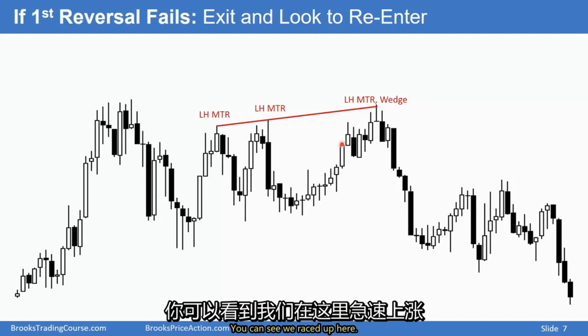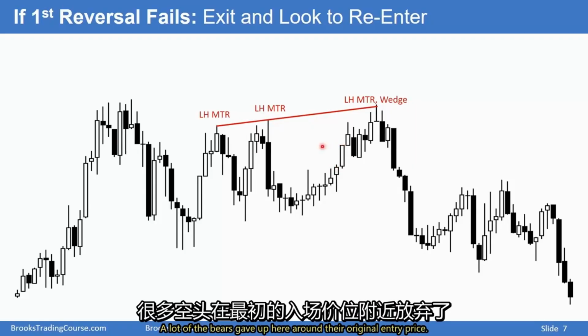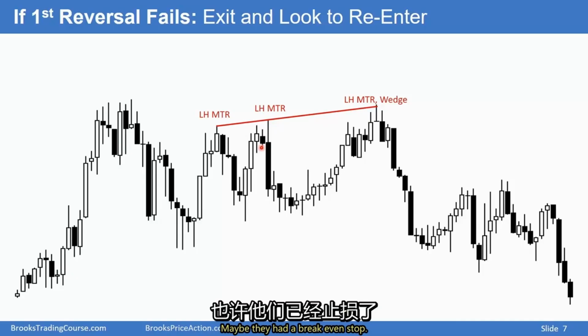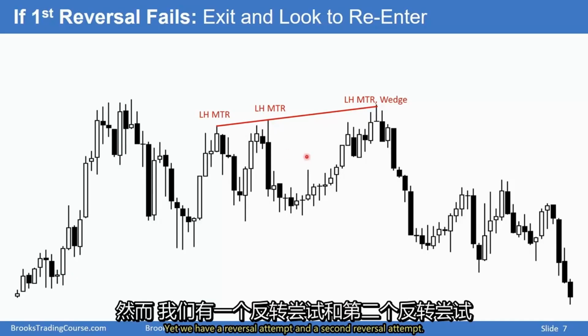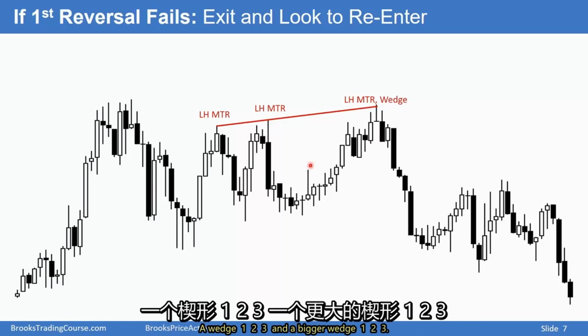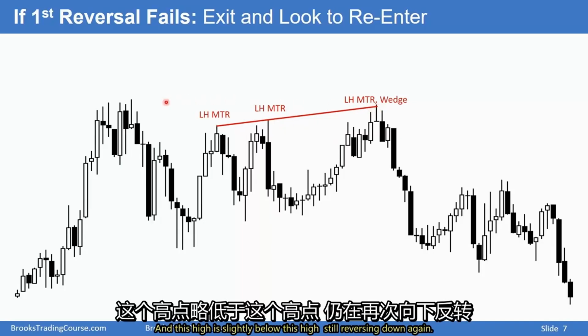You can see we raced up here. A lot of the bears gave up here around their original entry price. Maybe they had a break-even stop. Yet we have a reversal attempt and a second reversal attempt, a wedge, 1, 2, 3, and a bigger wedge, 1, 2, 3. And this high is slightly below this high, still reversing down again.